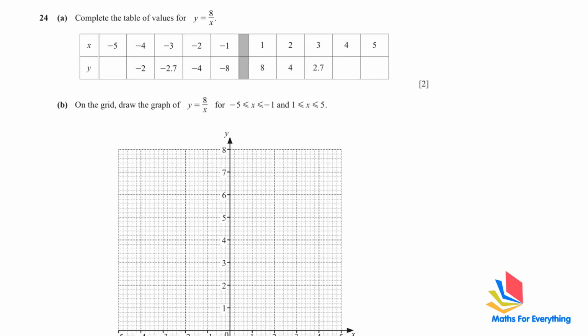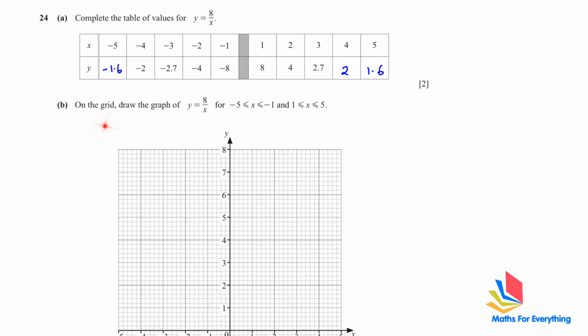Next question. Complete the table of values for y is equal to 8 over x. In place of x, in the calculator, substitute these values and write the answer. So 8 divided by negative 5 will give us negative 1.6. And 8 divided by 4 is 2. 8 divided by 5, 1.6. A very easy 2-mark question.